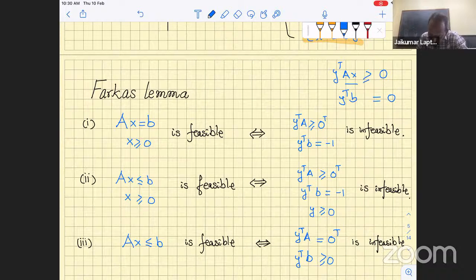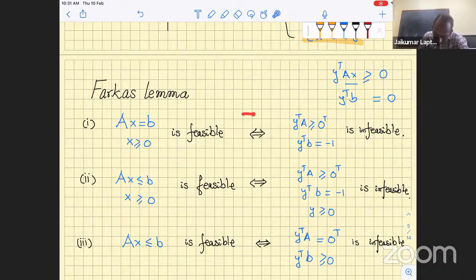But the left-hand side, because AX is equal to B, this Y transpose B is -1. So this and this, the left-hand side and the right-hand side, both cannot hold. So if the left-hand side holds, the right-hand side must be infeasible. Okay. So I hope this was clear, but just play around.